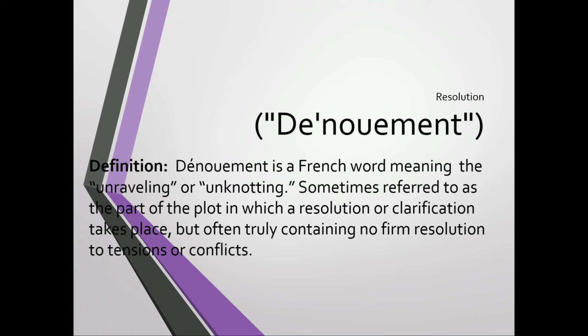Denouement is a French word meaning the unraveling or unknotting. Sometimes it is referred to as the part of the plot in which a resolution or clarification takes place, but often it truly contains no firm resolution to tensions or conflicts. So it is called denouement. It is a French word. So these are the plot divisions. Okay, we'll see next, after the plot, what is the important one.